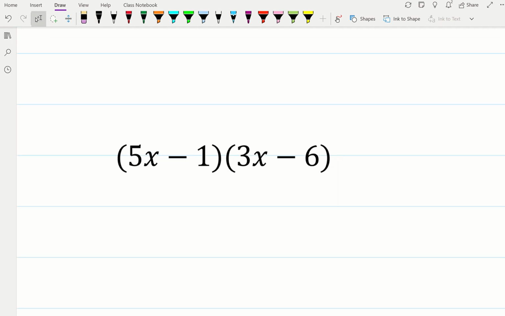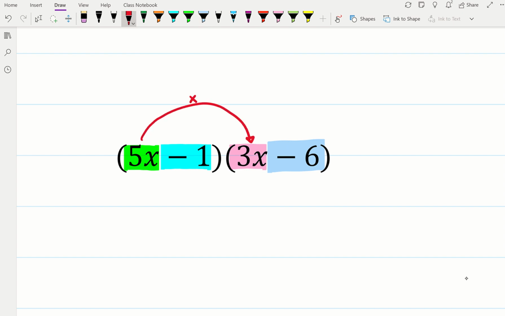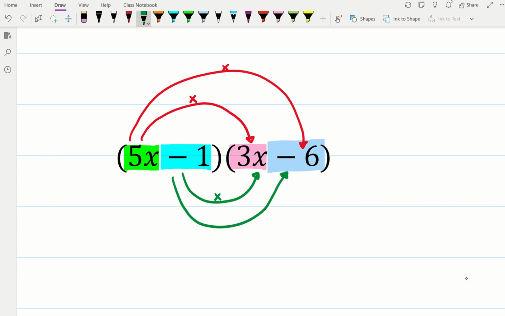And for this bracket, I'm going to do the same. I'm going to highlight. This is 5x minus 1. This is 3x. And this is minus 6. I'm going to put my arrows: 5x times 3x and 5x times minus 6, negative 6. And then negative 1 times 3, negative 1 times negative 6. Well, 5 times 3 is 15. X times x is x squared. Very important that you remember this x squared.